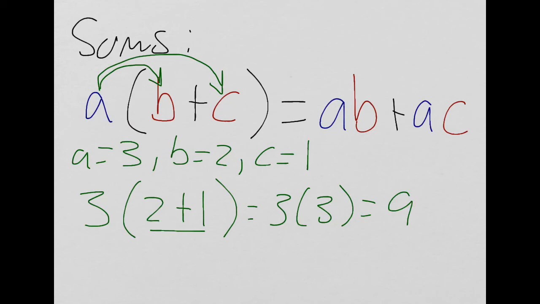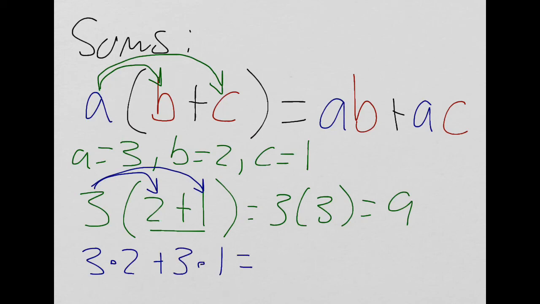Let's check out the distributive property. So if I use the distributive property instead and go 3 times 2 plus 3 times 1, 3 times 2 gives me 6, 3 times 1 gives me 3, and then I have 6 plus 3 equals 9. It checks out. So these two statements are equivalent.